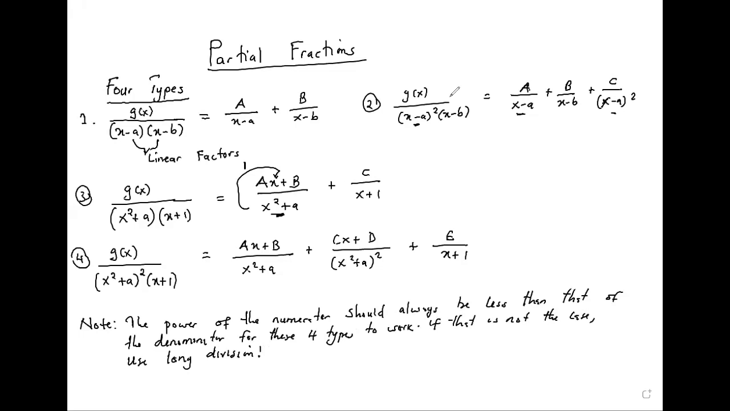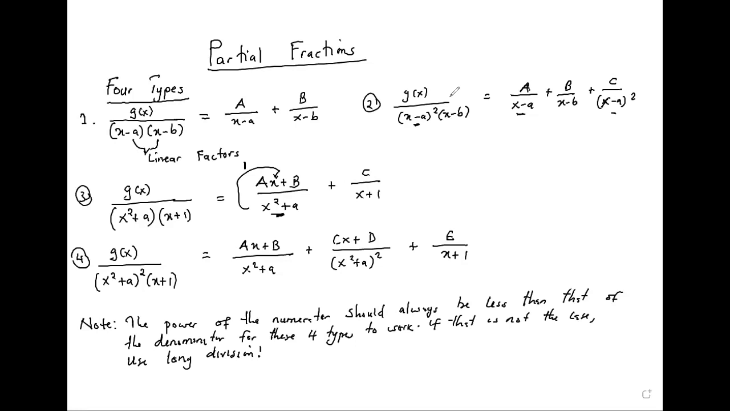Yeah, this is the first screen, and there's really nothing much to explain here. We're just saying we have four types, and type 1 takes the linear denominators. Type 2, they are still linear, but one of them is repeating. Or if both are repeating, that's how you put them under A, B, C.